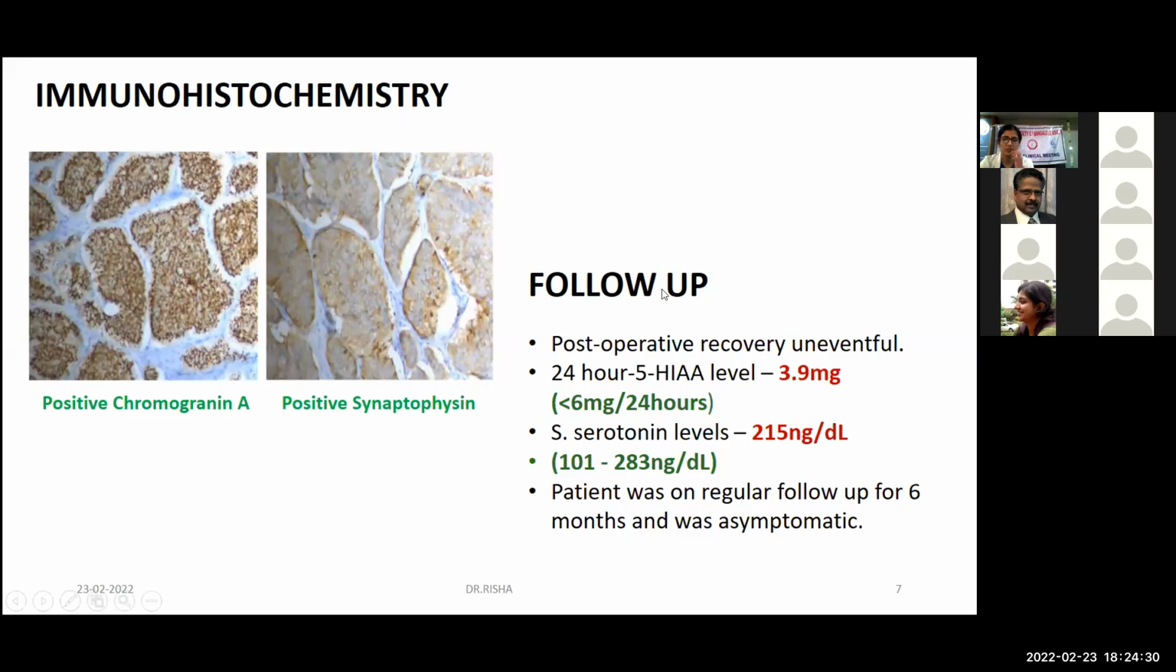Postoperative recovery of the patient was normal. Her 24-hour 5-hydroxyindoleacetic acid levels and serum serotonin levels came out to be normal. She was on regular follow-up for 6 months, and the patient was asymptomatic.